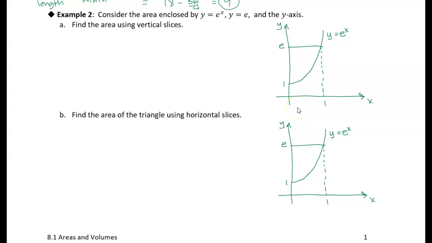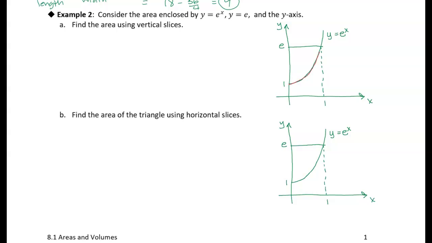All right, so in this example, we're asked to consider the area enclosed by the curve y equals e to the x, y equals e, and the y-axis. So in a lot of these problems, you have to read very carefully to make sure that you're considering the correct area. So we've got the curve y equals e to the x.